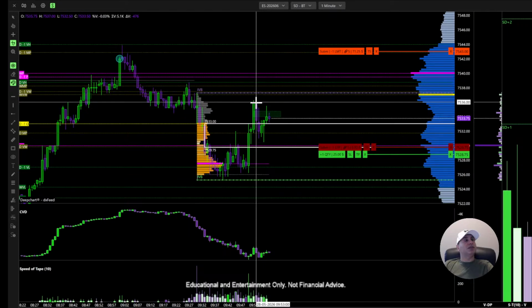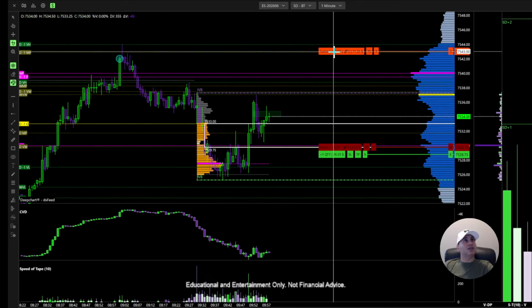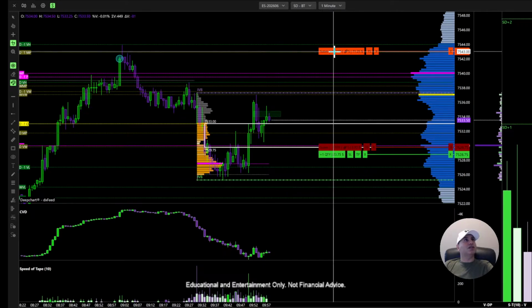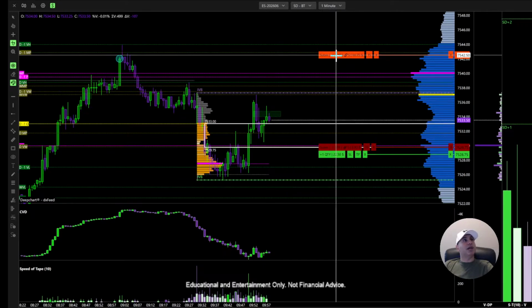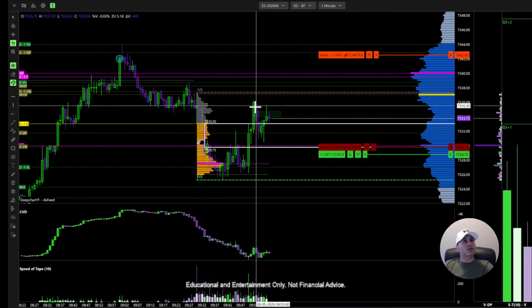But because I don't see too much aggression from the buyers, I sold a bunch of them here and left one runner to see if it can hit here or not. I didn't want to give money back to the market, so that's why I only left one runner and sold the rest.